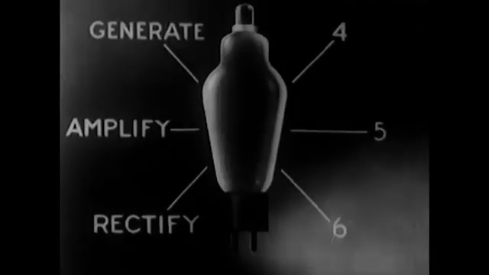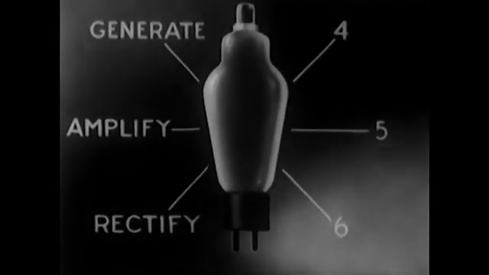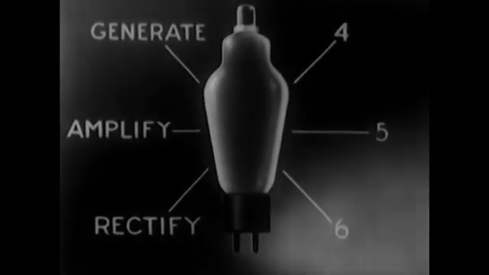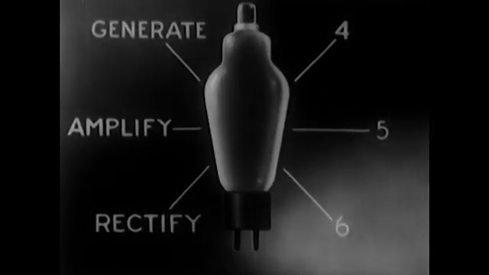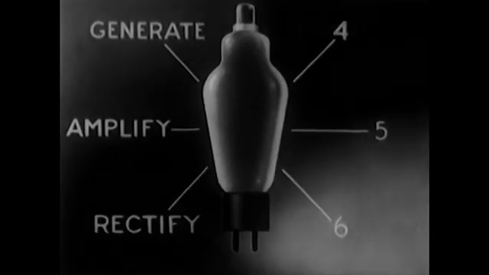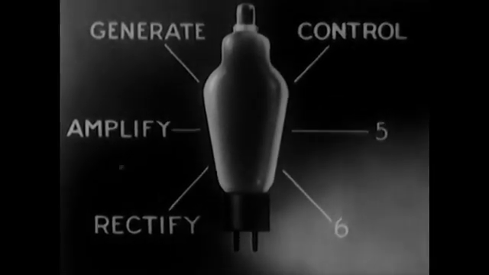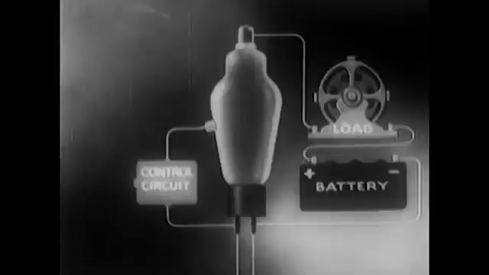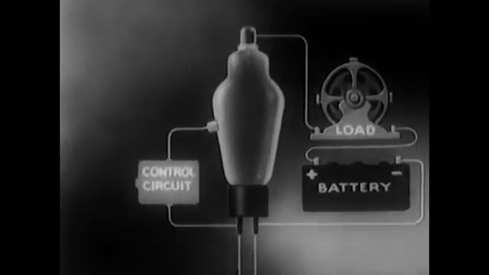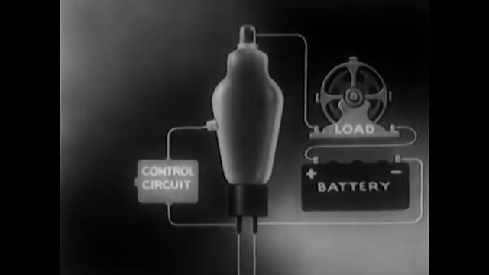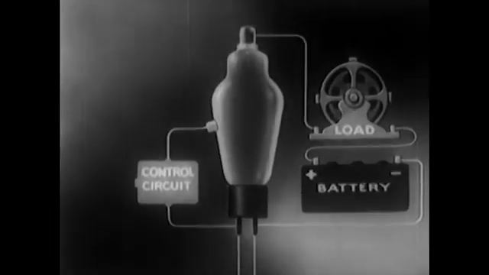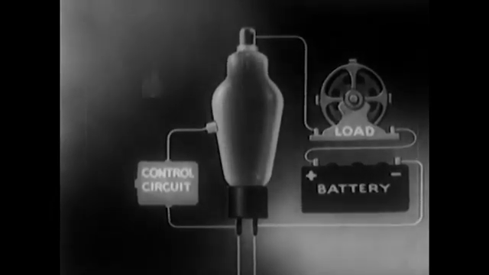We've now illustrated 3 of the basic ways that the electronic tube can be put to work. It rectifies, it amplifies, it generates. And here's a 4th thing it does. It controls. This diagram illustrates one of the principal mechanisms of electronic control. We use the grid here not to amplify a weak signal, but to control the flow of power to a machine.